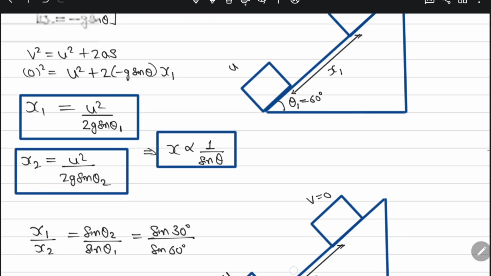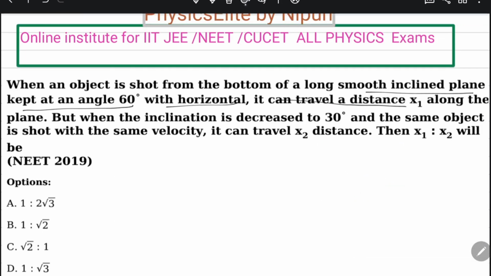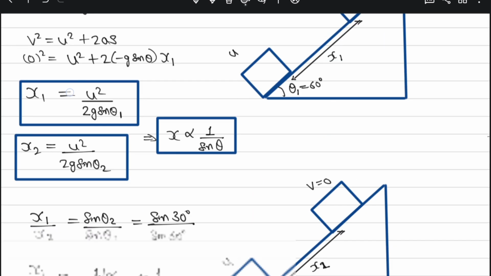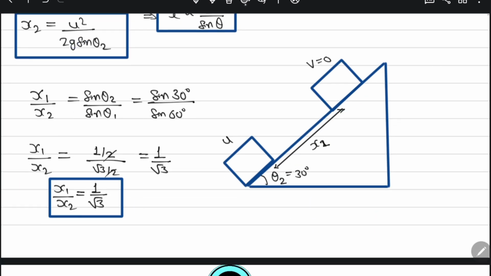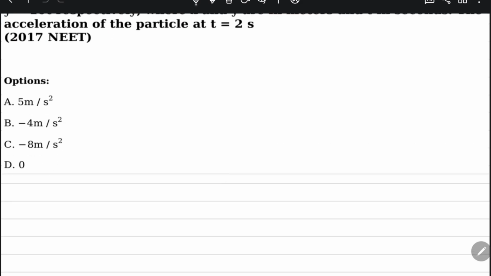Getting my point? So you understand what they're asking in this question. When an object at the bottom of an inclined plane is given an initial velocity, it travels a distance x1 when the angle is 60 degree. Then they decrease the angle to 30 degree and ask what is the distance traveled x2. Then they are asking the ratio of x1 by x2. So which option is correct? Option D is correct. You understand now? You don't have any doubts now? So this is the basic question. Now I proceed to the next question.